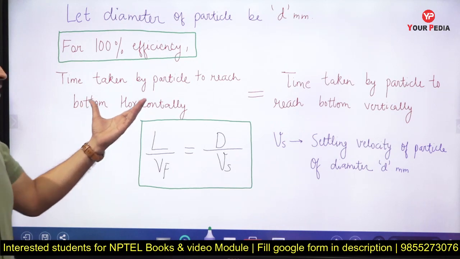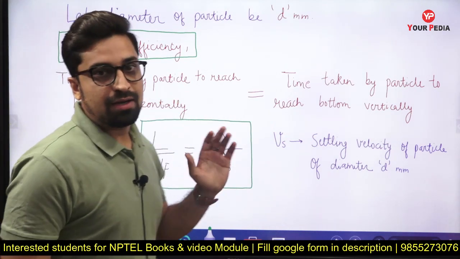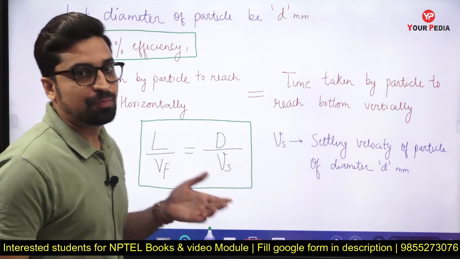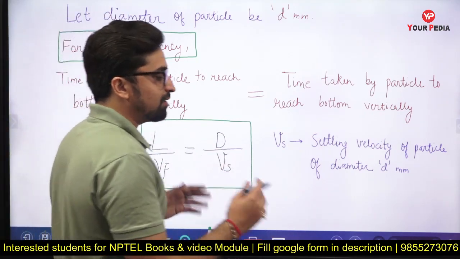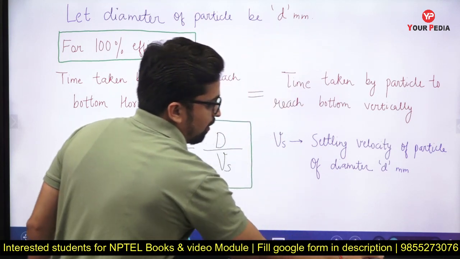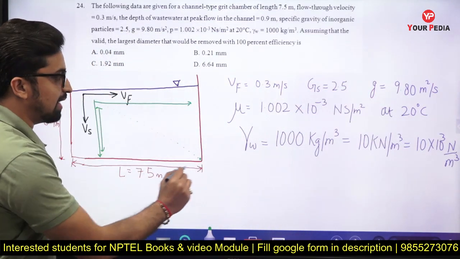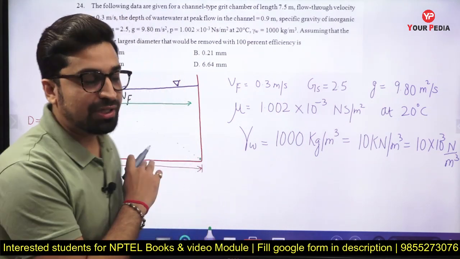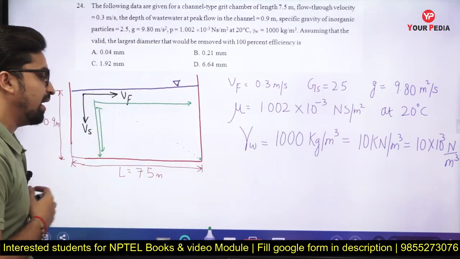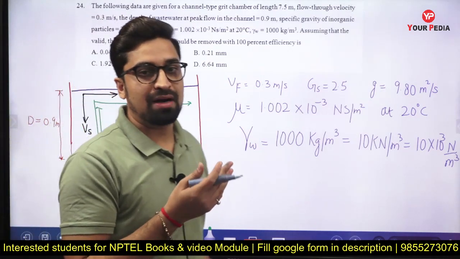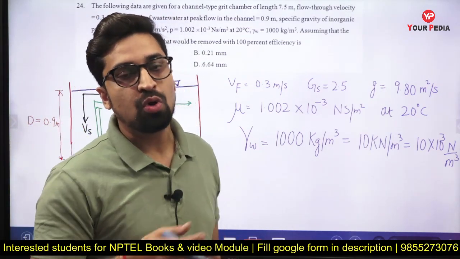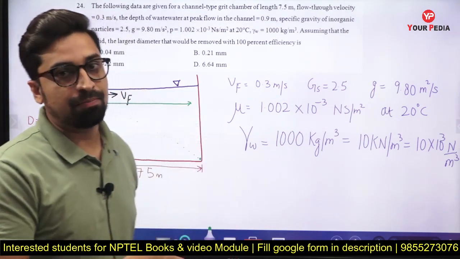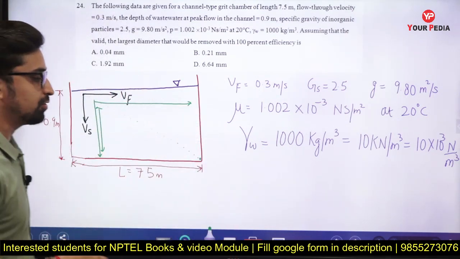So the time taken by the particle will be equal in horizontal and vertical directions, and we know that time is distance upon speed, right? So the horizontal distance is L, and the velocity in the horizontal direction is Vf, so the time is L upon Vf, right? Similarly, the time taken by the particle in the vertical direction will be equal to the depth of the tank upon the velocity of the particle in the downward direction, which is the settling velocity, right?